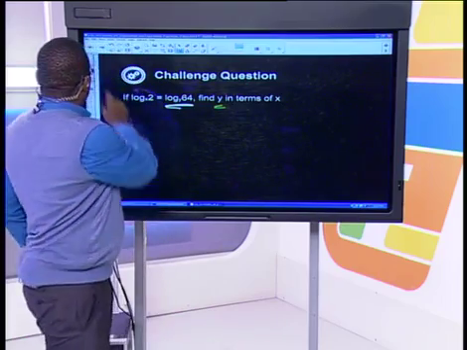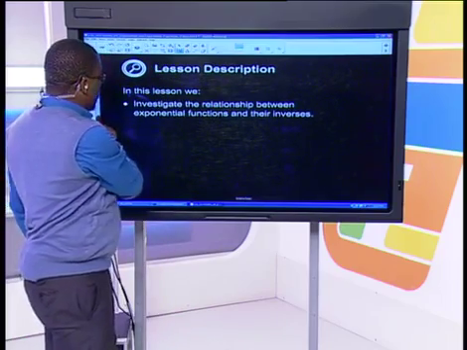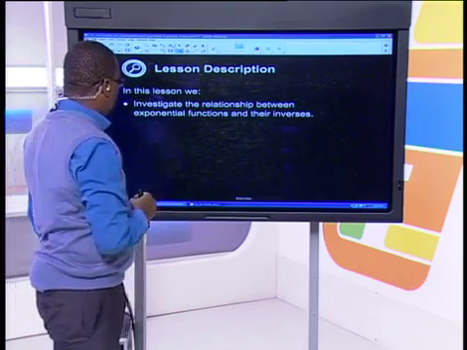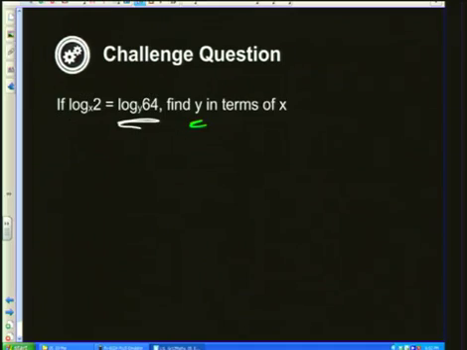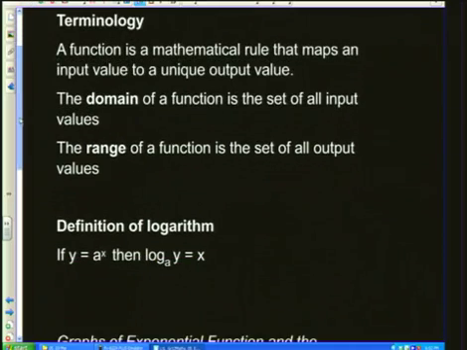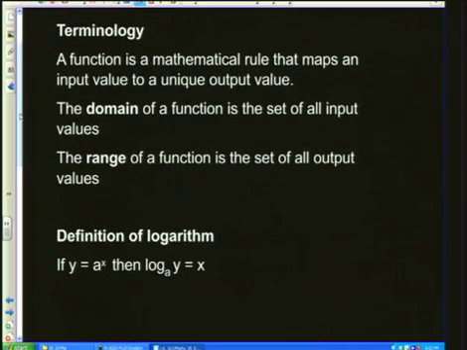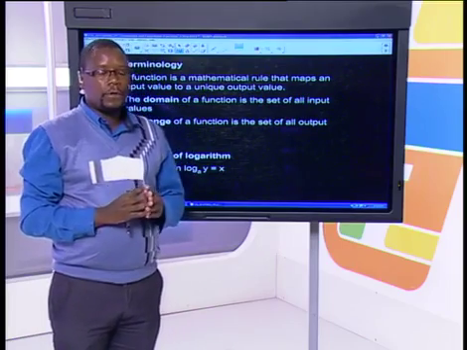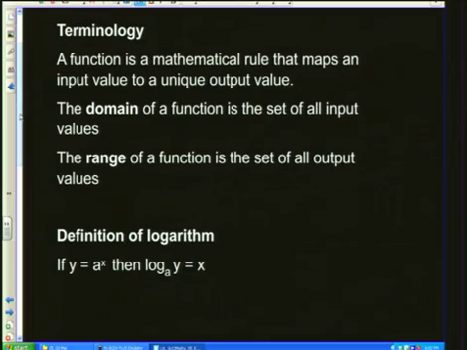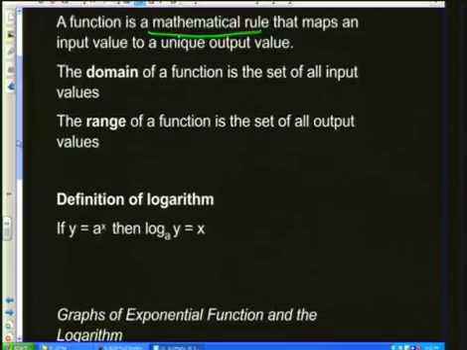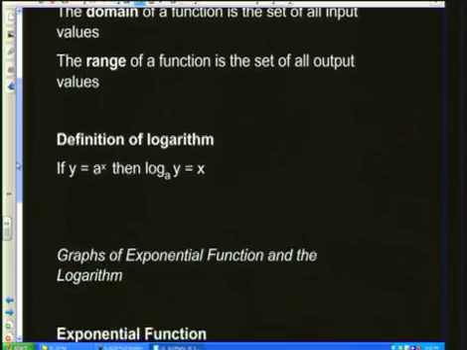Okay, now, with our lesson for today, we'll be investigating the relationship between your exponential functions and your inverse functions. Now, start with the lesson. Right? Just a reminder of what we've been doing from the first time we did functions. We explained that a function is a mathematical rule that maps an input value to a unique output value. And the domain of a function is a set of all input values, and you also need to know the range of a function, that is a set of all output values.